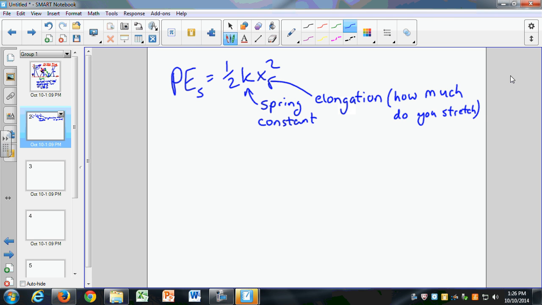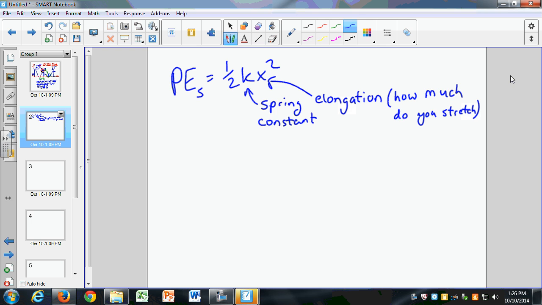Yeah, I mean, slinkies are springs, so yes, they have a certain spring constant. We'll do a whole lab on springs where we measure how much they stretch by their elongation and the forces involved. Okay, but yeah, slinkies are a slightly more complicated version of this.